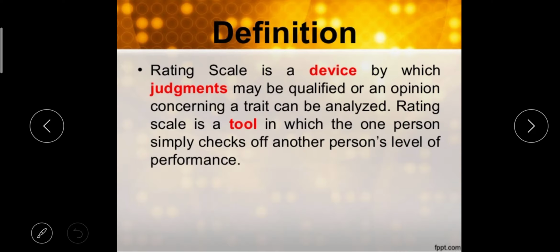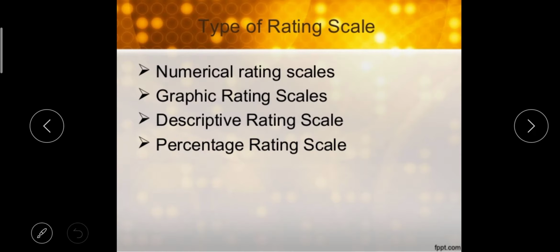Same thing if you are using a cab, they may ask you to give ratings based on your experience, how you feel, whether it is good or bad, how much you want to give out of 5 stars. That is called a rating scale. So there are four types of rating scale. One is numerical, one is graphic, one is descriptive, one is percentage. I will explain one by one.